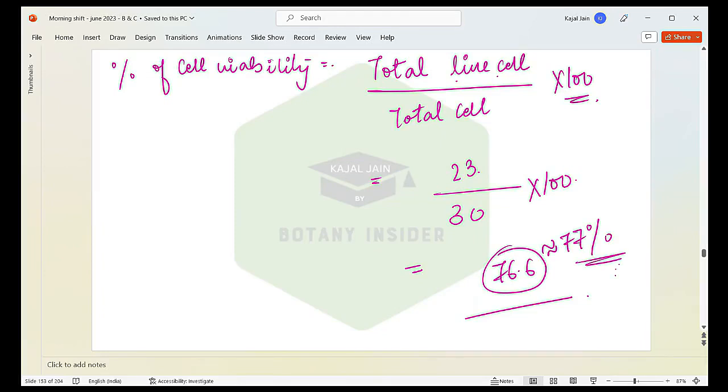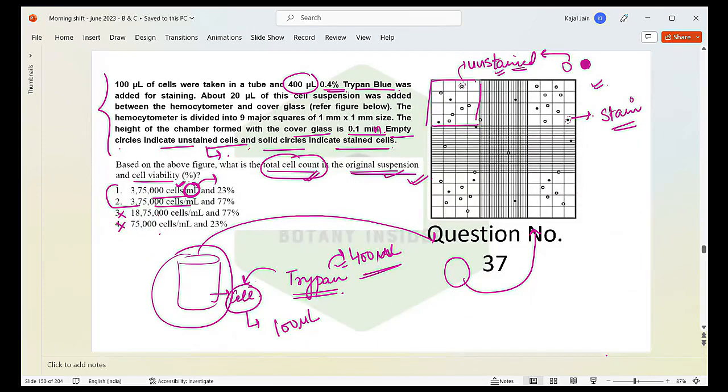Now look into your options given. See over here, 375,000 cells per ml and 77 percent, which we have just calculated. They have given approximate values, so we'll mark the answer in the approximation itself. That's why the correct answer for this question is option number 2. Simple, direct question. You just need to know what dilution factor and cell viability are. I'm expecting the question is clear to all. Yes or no? Understood, everyone?